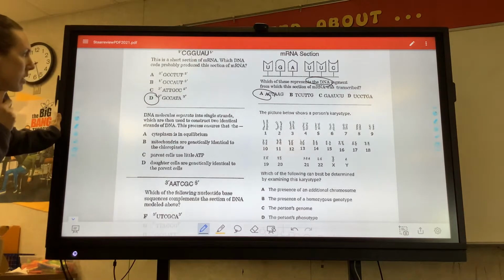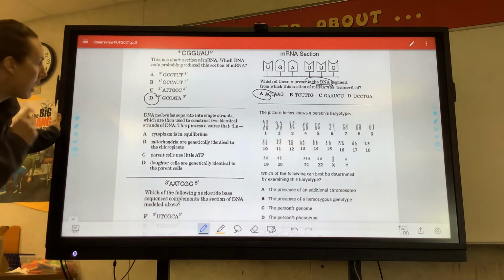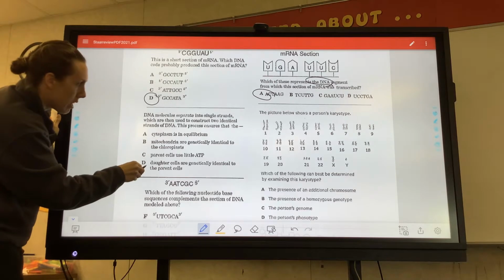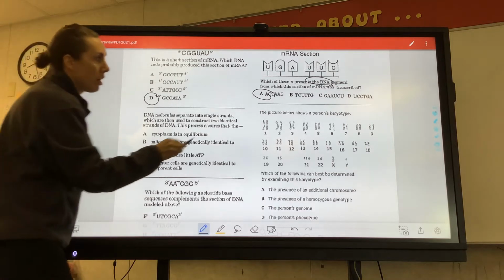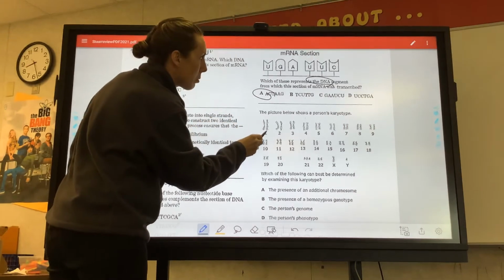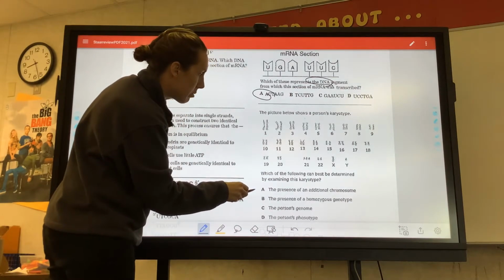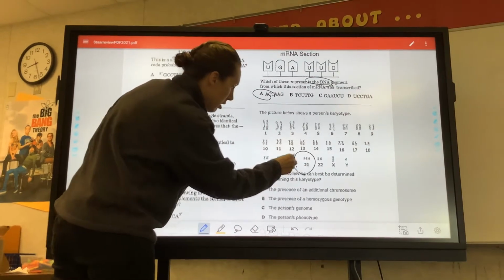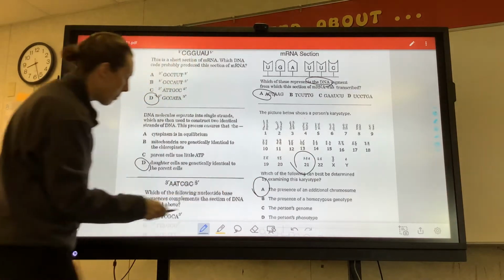DNA molecules separate into single strands, which then are used to construct two identical strands of DNA. This process ensures that daughter cells are genetically identical. The picture shows a person's karyotype. Which of the following can be best determined by this? The presence of an additional chromosome. Yep.